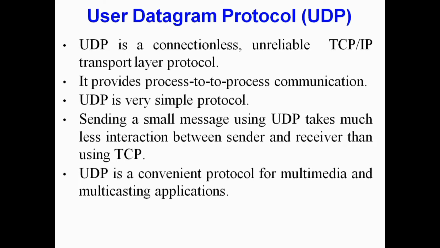Moreover, UDP does not provide error correction and is therefore an unreliable protocol. It provides process-to-process communication. UDP is a very simple protocol. Sending a small message using UDP takes much less interaction between sender and receiver than using TCP. UDP is a convenient protocol for multimedia and multicasting applications.